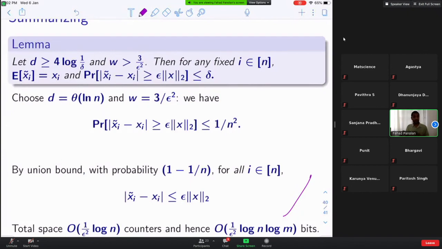The number of counters is 1/epsilon square times log n, because we needed this. I assume that each time, delta t is a constant. Okay. Then any question? Okay then.